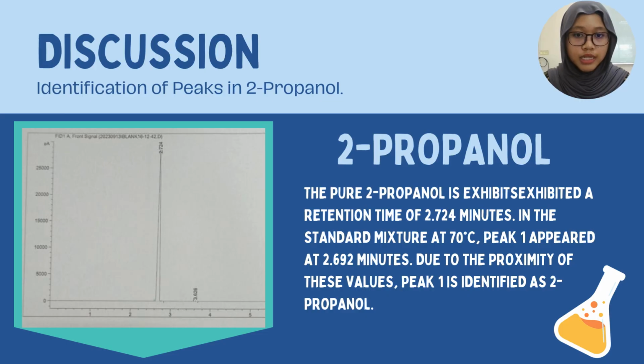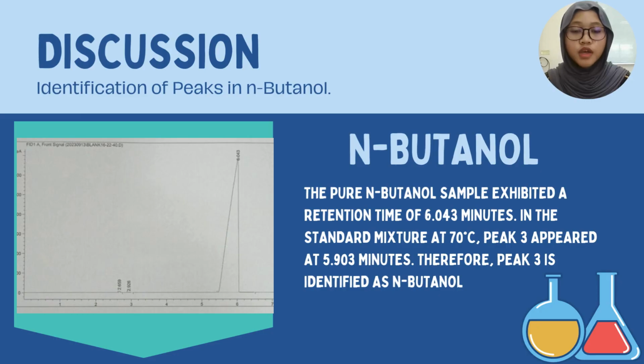For the 2-propanol, the pure 2-propanol exhibits a retention time of 2.724 minutes. In the standard mixture at 70 degrees, peak 1 appears at 2.692 minutes. Due to the closeness of this value, peak 1 is identified as 2-propanol. For the N-butanol, the pure N-butanol sample exhibits a retention time of 6.043 minutes. In the standard mixture at 70 degrees, peak 3 appears at 5.903 minutes. Therefore, peak 3 is identified as N-butanol.